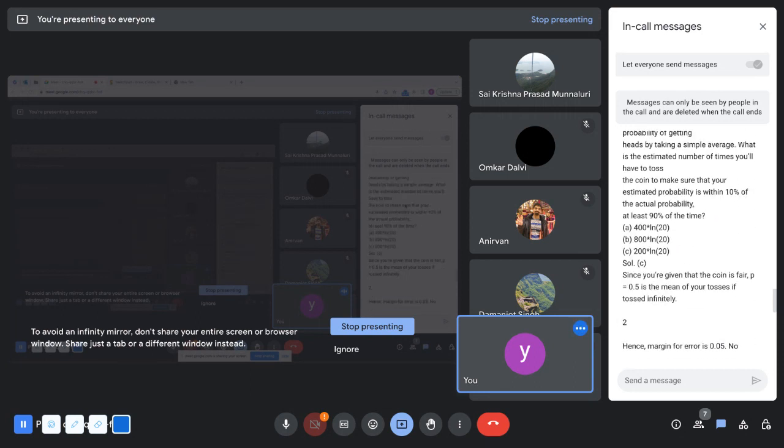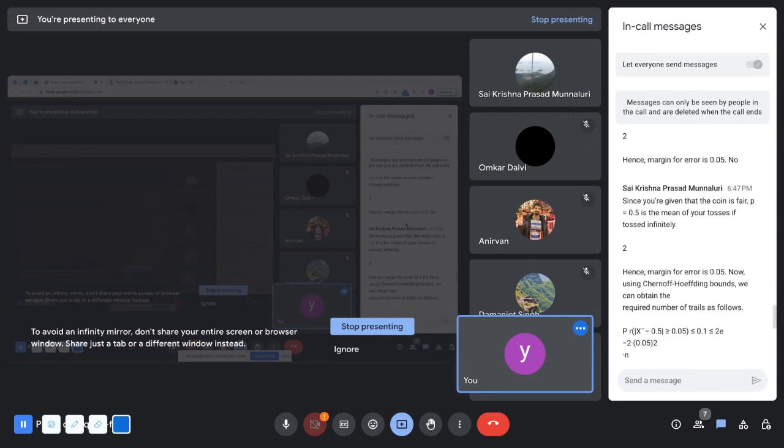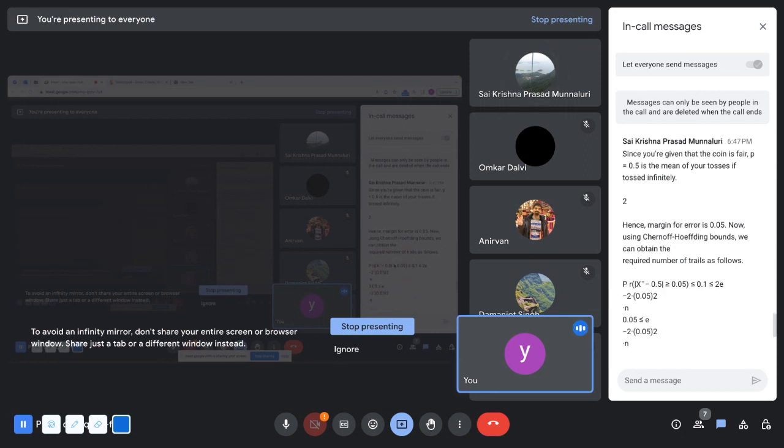And why is it 0.1? Because you wanted this probability to be within 10% of actual. At least 90% of the time you want to be within that. That means 10% of the time you are more than that, so that's why they have calculated that, right? 10% you are more than this difference. I hope it answers the question. Yes, thanks, sir.